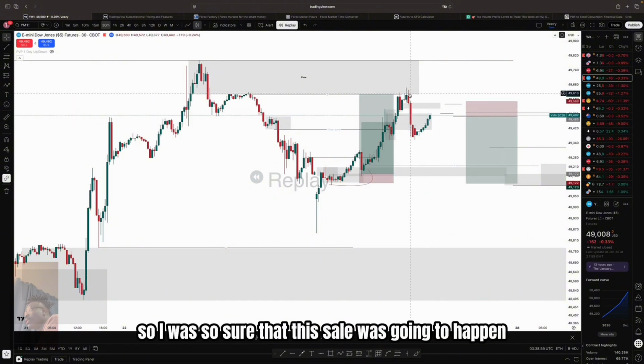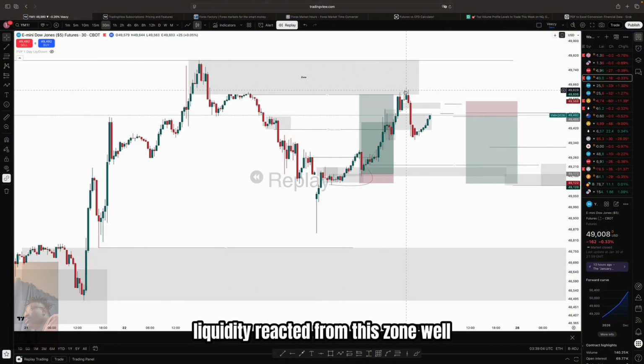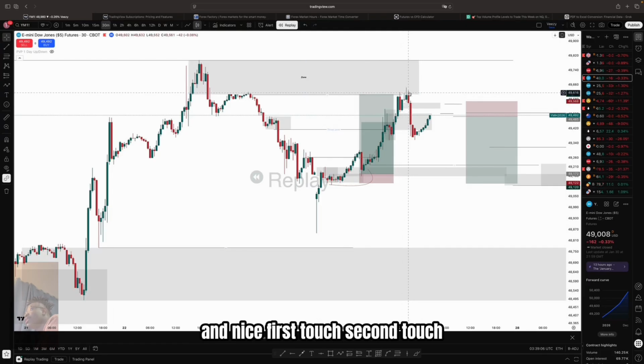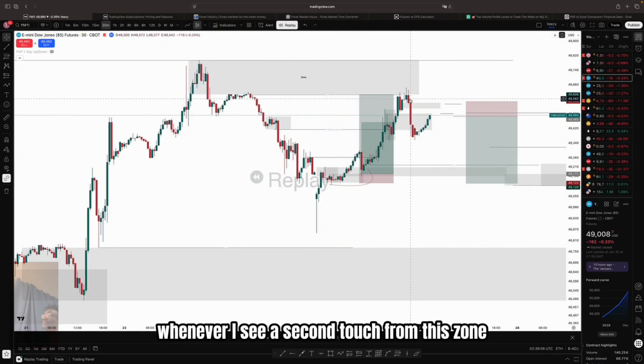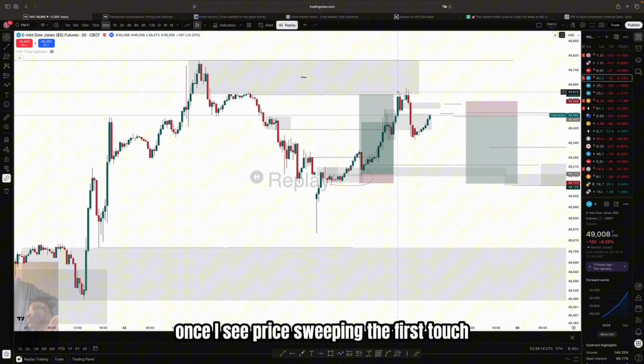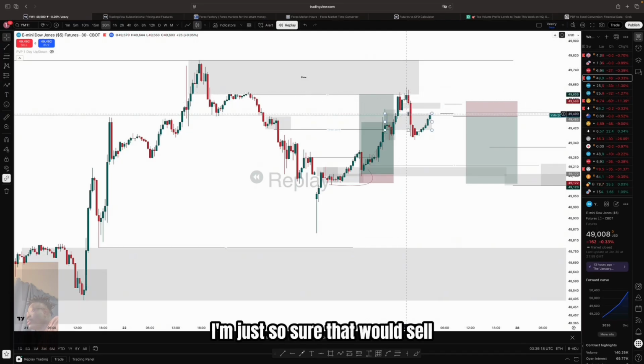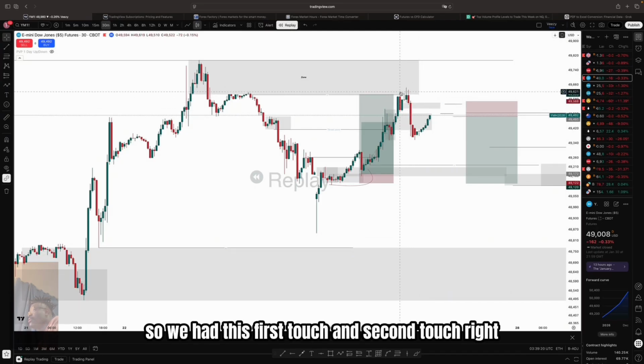So I was so sure that this sell was going to happen after price took this liquidity and reacted from the zone well and nice. First touch, second touch. Whenever I see a second touch from a zone, it makes me happy. I feel like that's a win already. Once I see price sweeping the first touch, particularly with a wick, I'm just so sure that I would sell. So we had this first touch and second touch, right?